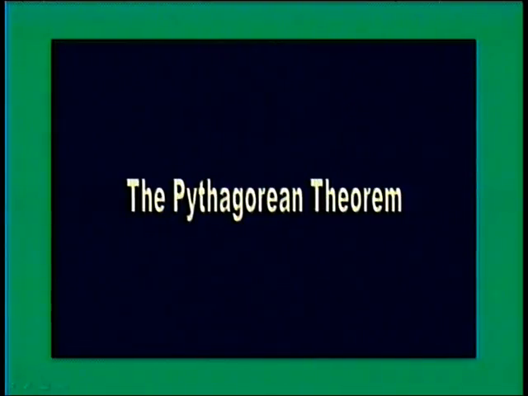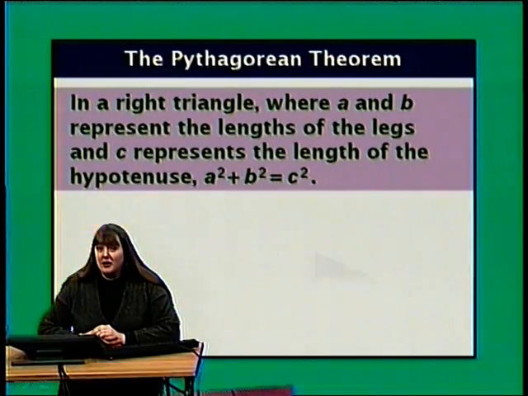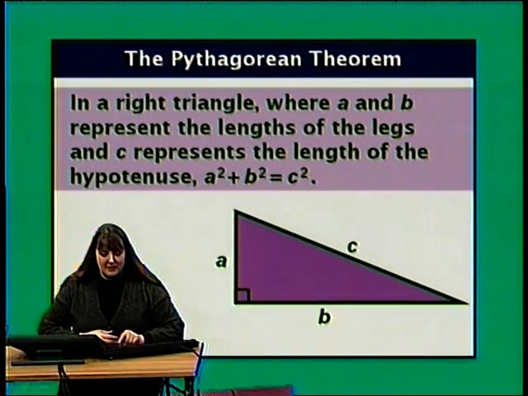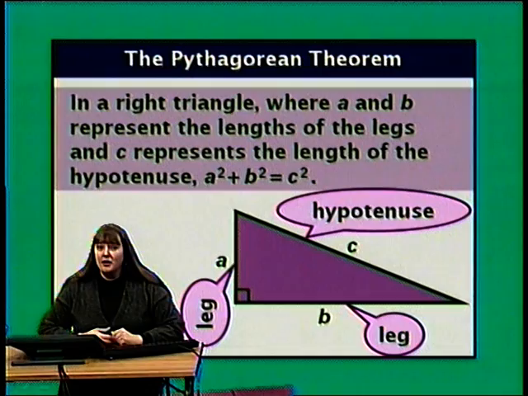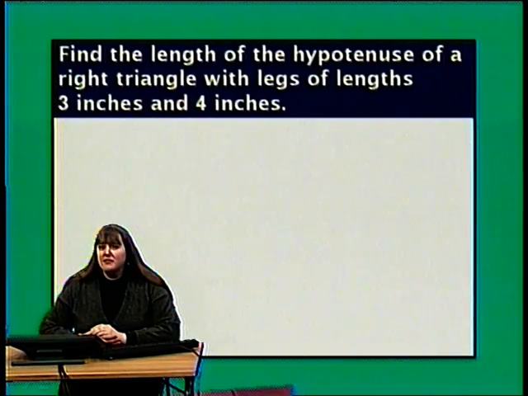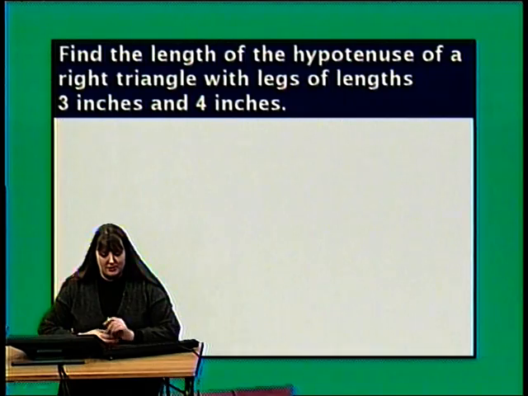So what is the Pythagorean Theorem? In a right triangle where A and B represent the lengths of the legs and C represents the length of the hypotenuse, A squared plus B squared equals C squared. Let's look at an example of this. Find the length of the hypotenuse of a right triangle with legs of lengths 3 inches and 4 inches.